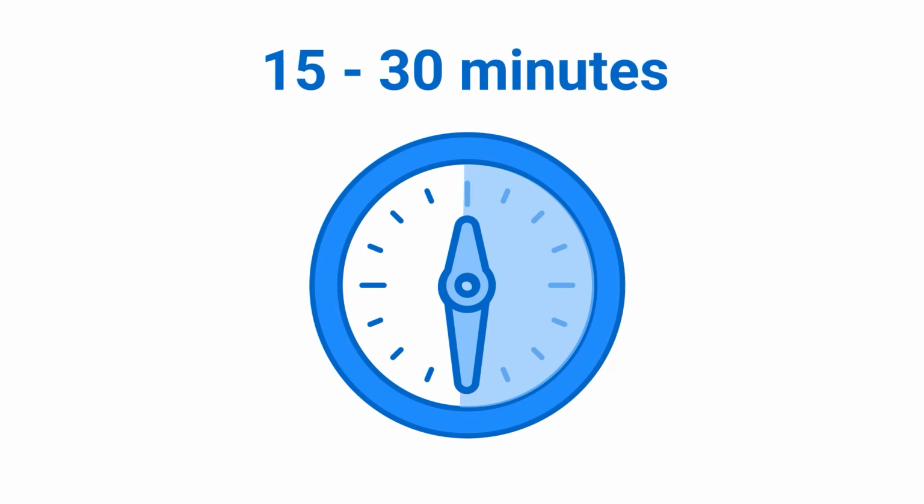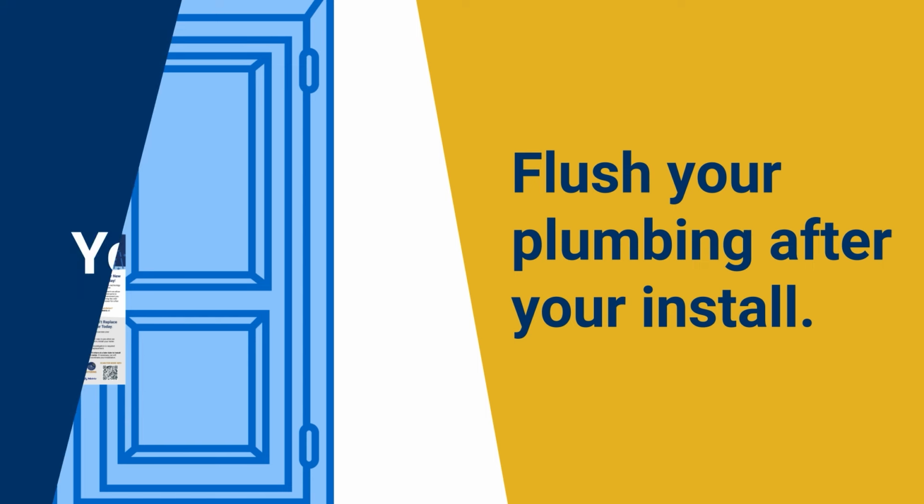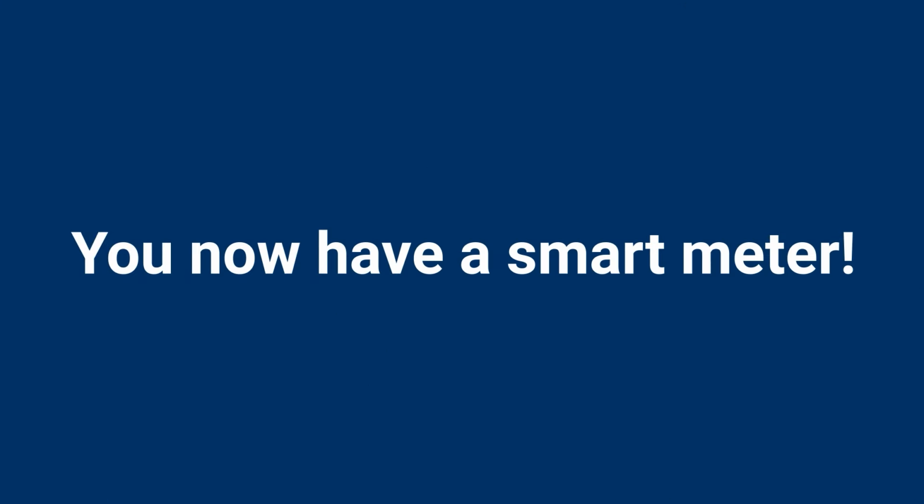It may take longer for commercial customers, but we'll do our best to let you know what to expect when the installer arrives. Before leaving, the installer will leave a door hanger to let you know they completed your meter upgrade. On this door hanger, you'll find instructions on flushing your pipes to remove any particles that may have been knocked loose during the install. You now have a smart meter.